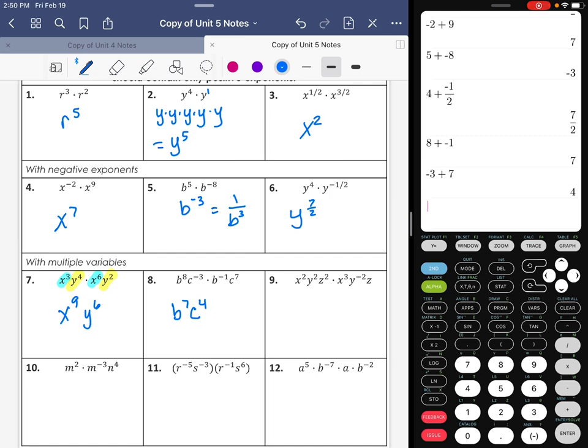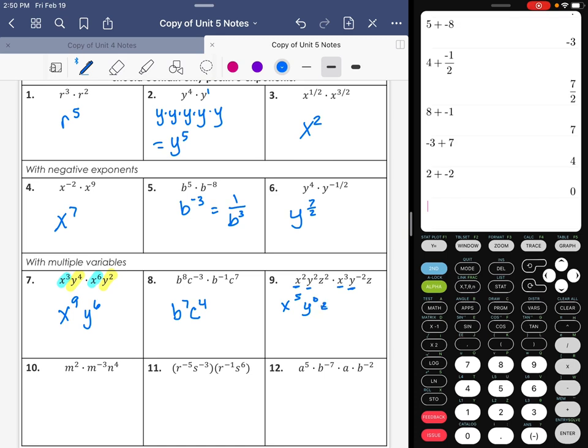Now, sometimes you'll get one like number 9. Number 9 has a little sneaky thing in it. So first I'm going to do x and x. So I'm going to do 2 plus 3 and get 5. And then I'm going to do y and y. So 2 plus negative 2 is 0. We'll come back to that.